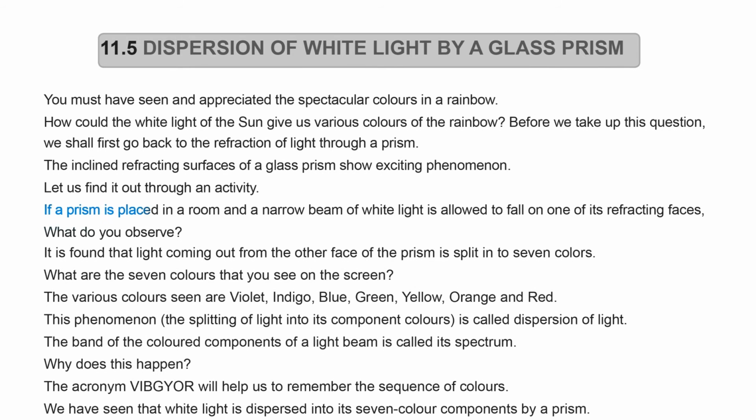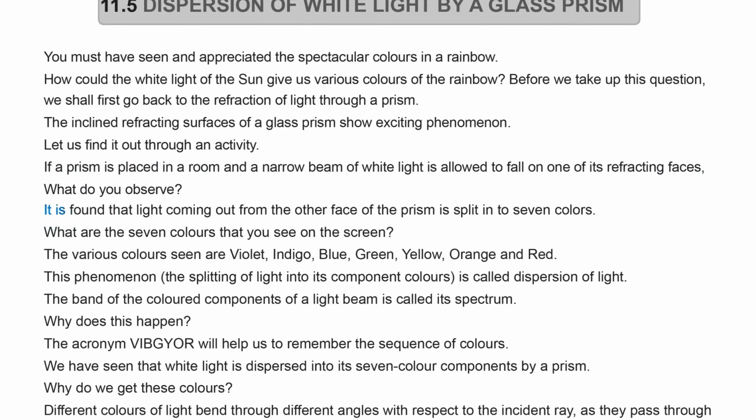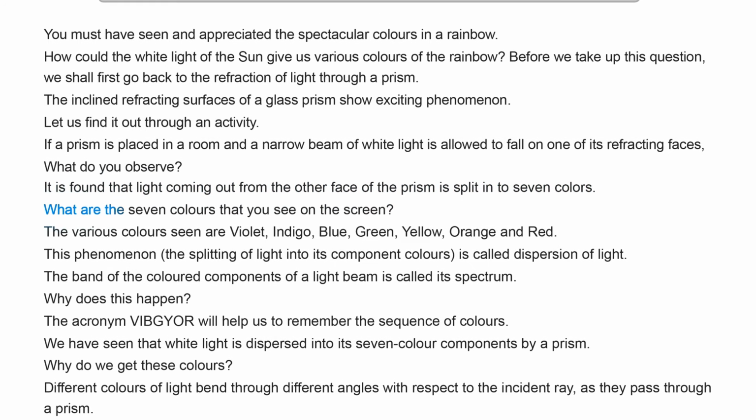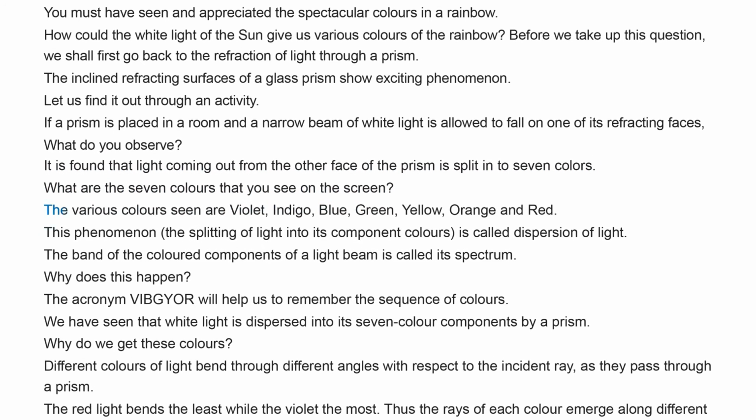If a prism is placed in a room and a narrow beam of white light is allowed to fall on one of its refracting faces, what do you observe? It is found that light coming out from the other face of the prism is split into 7 colors. What are the 7 colors that you see on the screen? The various colors seen are violet, indigo, blue, green, yellow, orange and red.